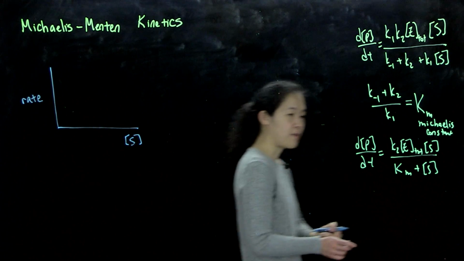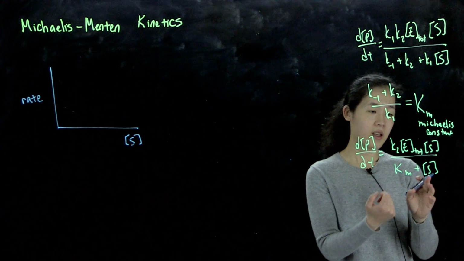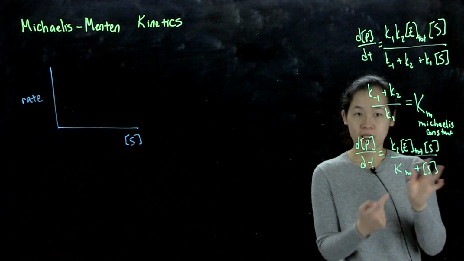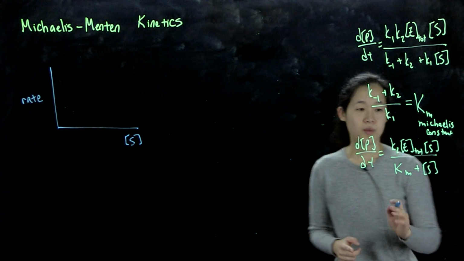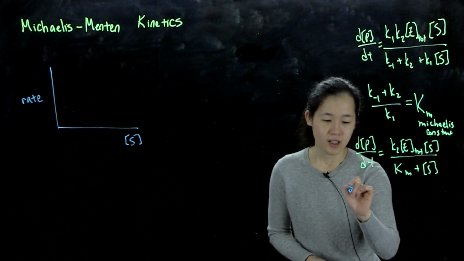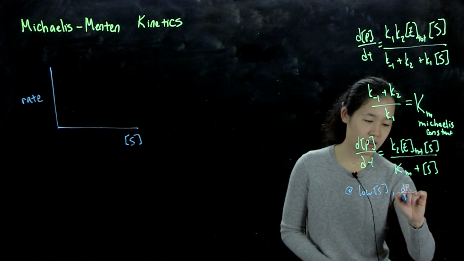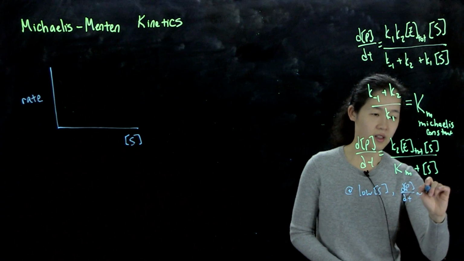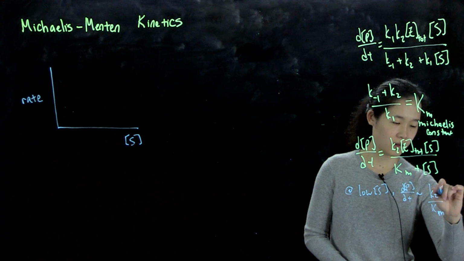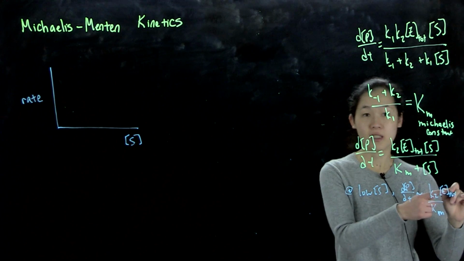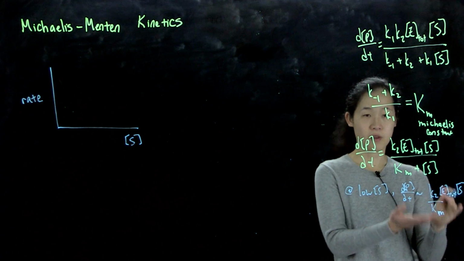So if you look at this expression, at low substrate concentration, if it's very low compared to Km, then this will be approximately Km in the denominator. So this will approximately be first order in S. At low S, dP/dt would be k2 over Km times S times E total. And of course, the total enzyme concentration is a constant. So this will be first order.